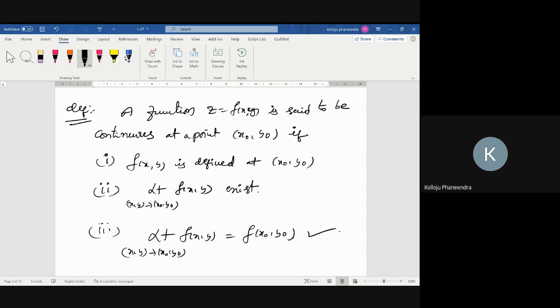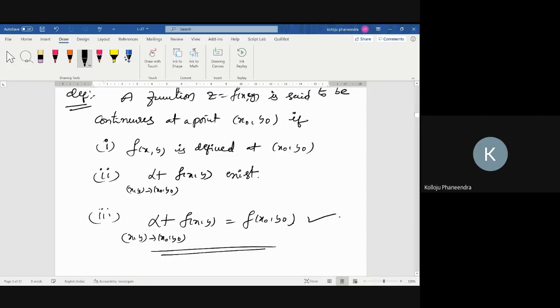So actually this third condition is enough. But to define the third condition, what do we require? Yes, the function f must be defined at x naught y naught. And the second condition, this limit value exists. And the third one, both must be the same. Then the function is said to be continuous at x naught y naught.